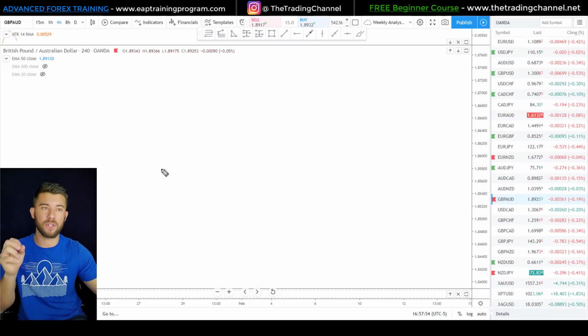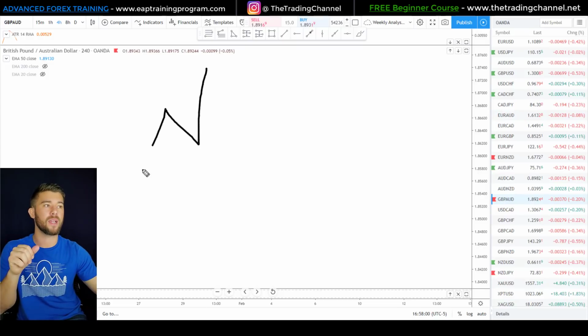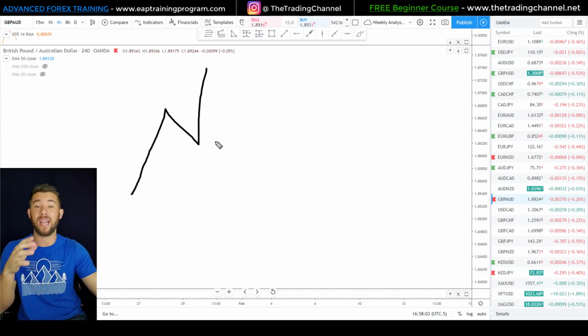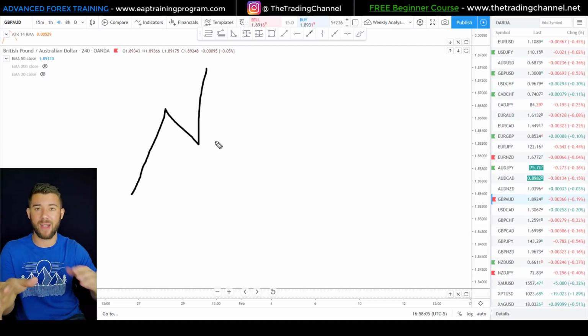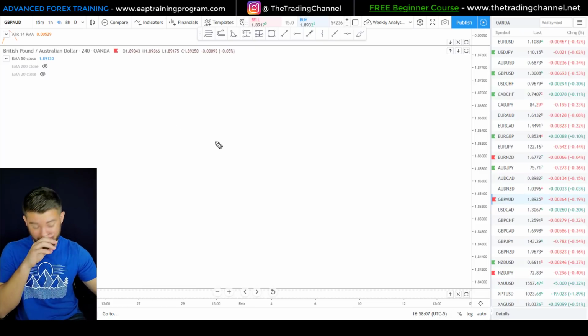Also, for counter trend, the only way I would trade this in a counter trend way is if we were at a level of structure that had been, I'm drawing that backwards. I am slightly dyslexic, so I draw things backwards sometimes. Sorry about that. Let's do that again.